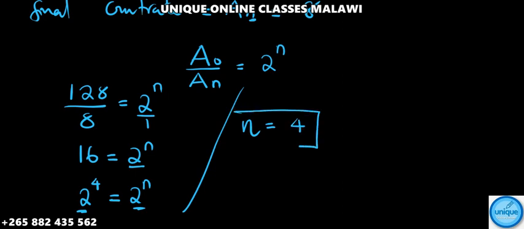It means we have 4 half-lives from 128 to 8. So it says that from 128 to 8, 16 minutes have passed. The question says that after 16 minutes the count rate is 8. So what we need to know is that in 16 minutes there are 4 half-lives.